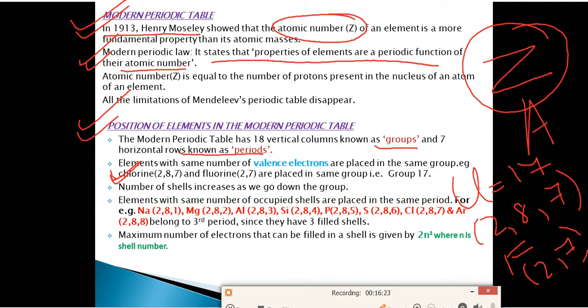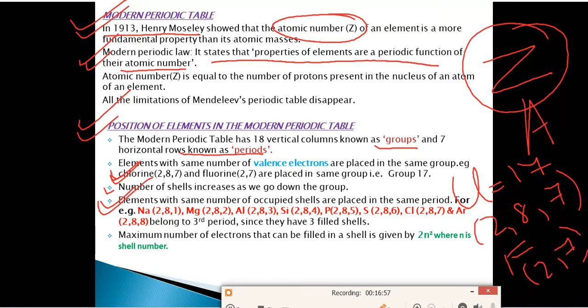The number of shells increases as we go down the group. When we move from top to bottom in a group, the number of shells increases and hence the atomic size of the elements will also increase. But when we move in a period, what will happen? The atomic size of the elements decreases. So remember that when you go from top to bottom in a group, atomic size of the element increases, and the reason is that the number of shells increases. But when we move from left to right in a period, atomic size decreases.